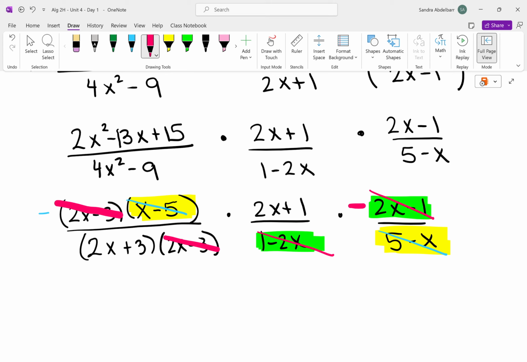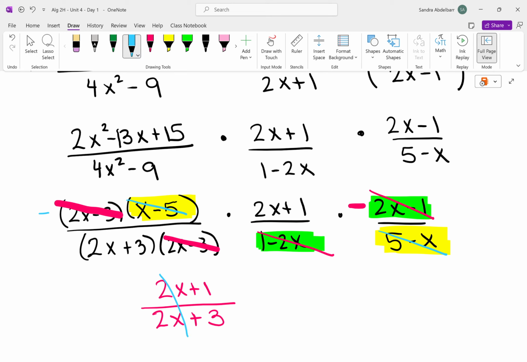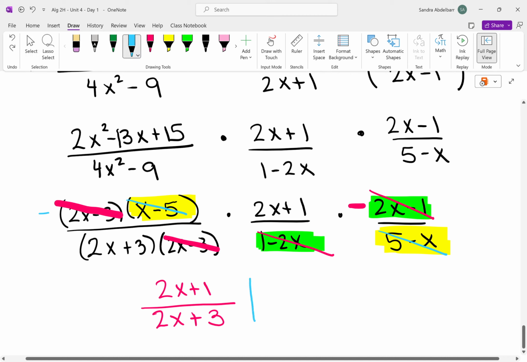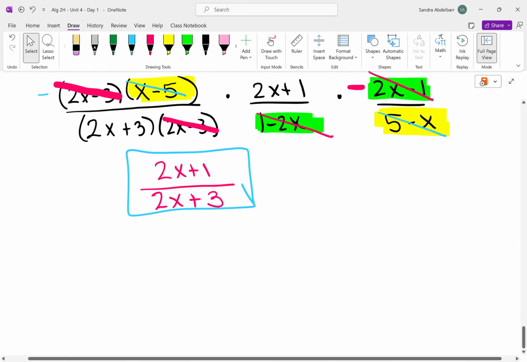Is there anything else to cancel? No. So now in my numerator, I have a negative times a negative, which is a positive. So do I have to write a positive? No. So we're just left with 2x plus 1 in my numerator. In the denominator, what am I left with? 2x plus 3. We don't need these parentheses. Can I do this? Good. Why can't I do that? They're not products. They're attached through addition signs.